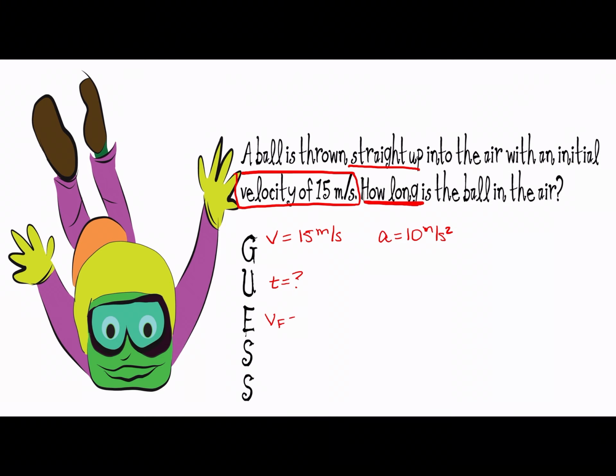The equation that we're going to use is v final is equal to v initial plus a delta t. The final velocity is 0 meters per second. This is when the ball has reached the highest point and right before it starts to come back down again.